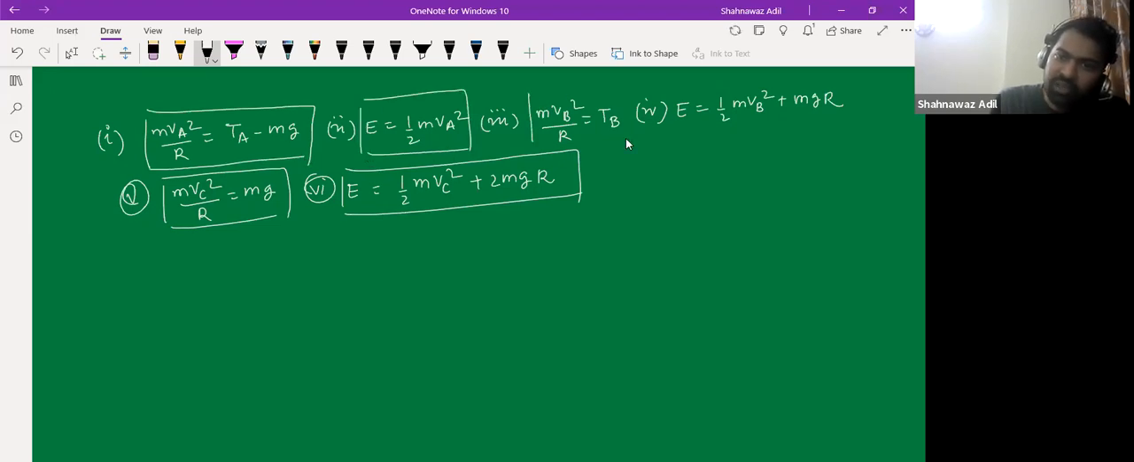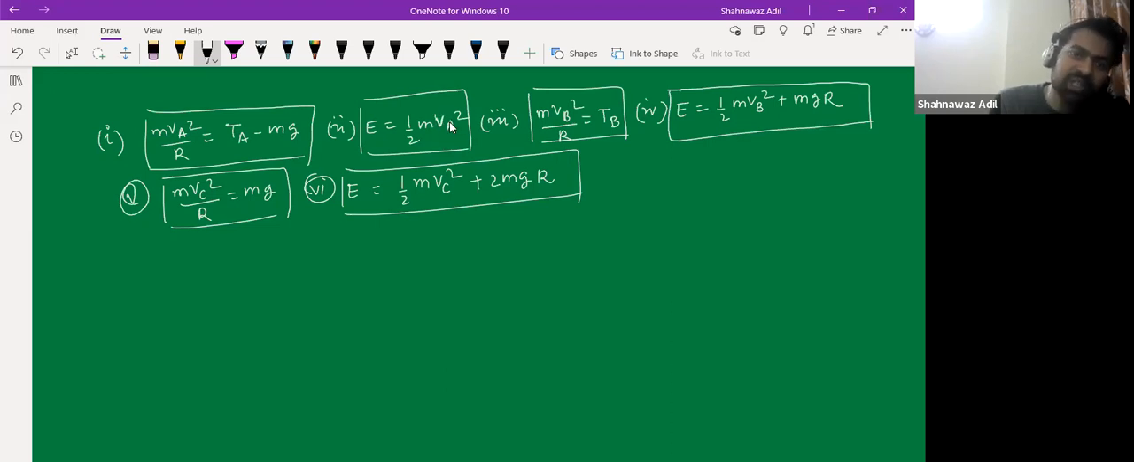So VA would be maximum, VC would be minimum. How can we tell that? Because we see that at A position, only VA is contributing. There is no potential energy contributing. In the second part, the potential energy is also contributing at VB, so this would be smaller. And at C point, the potential energy contribution is maximum, so VC would be smaller. So this would be largest, then smaller, then smaller.